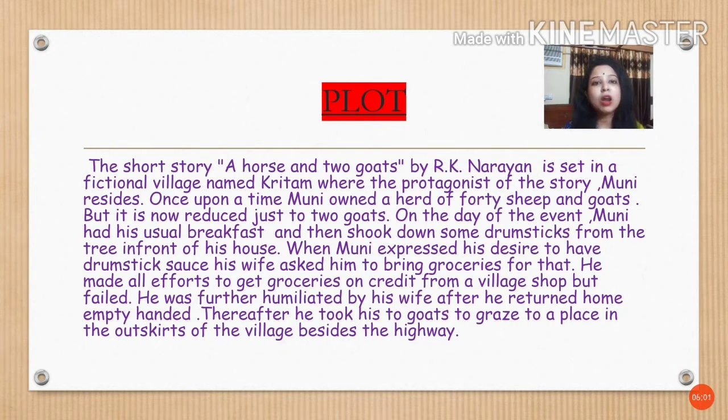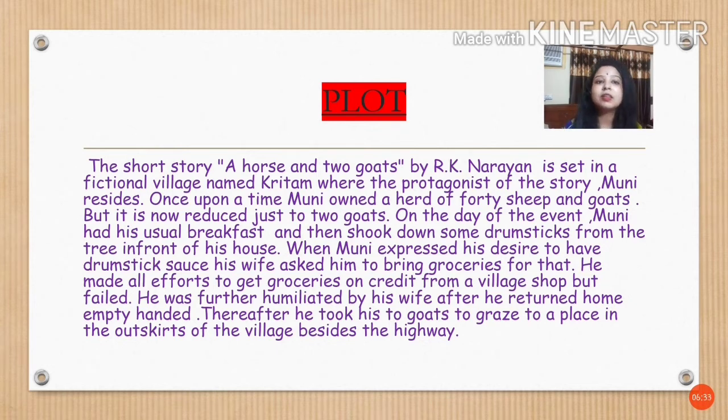He made all efforts to get groceries on credit from a village shop, but failed. As we already know, he was poor and did not have money to buy groceries, so he had to borrow the groceries from the village shop. But this time the shop owner denied him the groceries. That is why it is said that he failed to bring back groceries, because the shopkeeper did not give him credit.